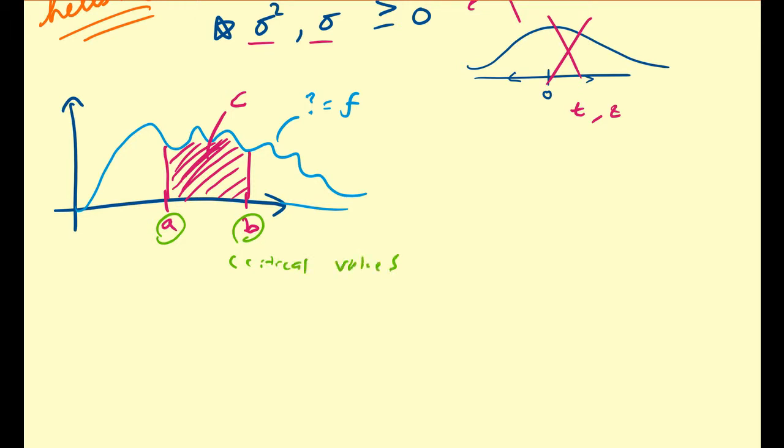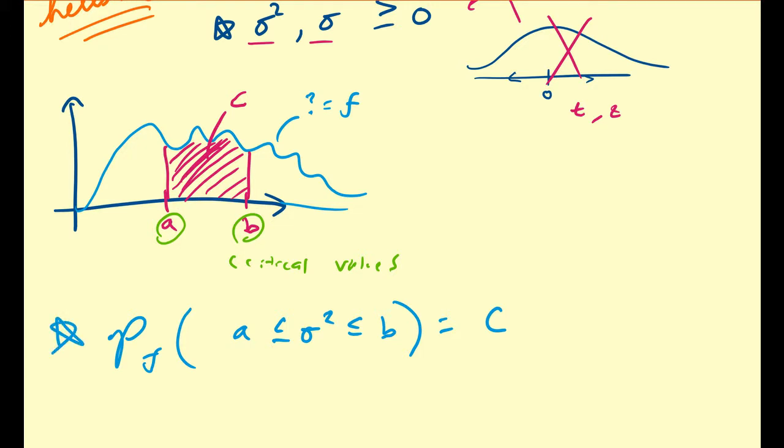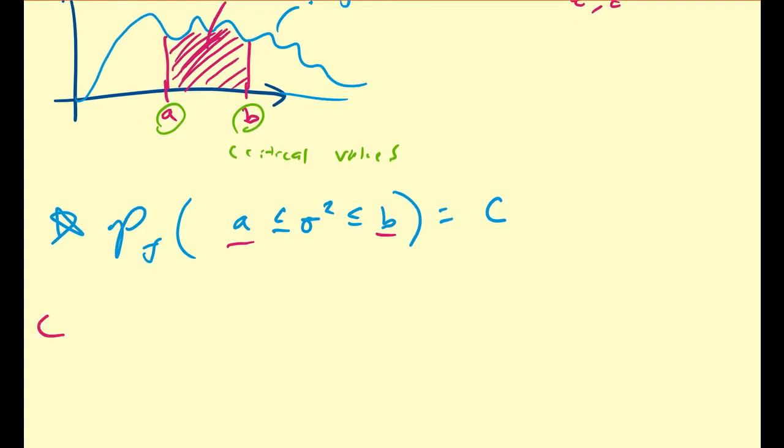Once we have this, we can construct a confidence interval based on that. So what we're going for is something along these lines. The probability associated to f, such that sigma squared is in between these two values, a and b, we would like this to be equal to our level of confidence c. Once we have that, that's going to guide us into our confidence interval, because a is going to be the left and b is going to be the right. And this process is going to help us get there.